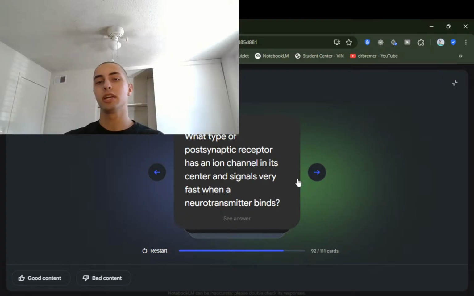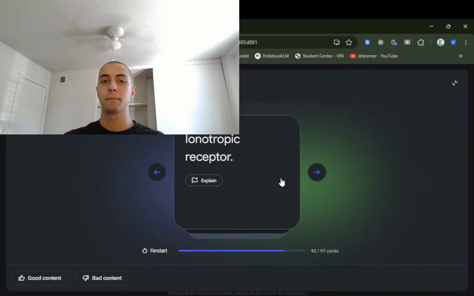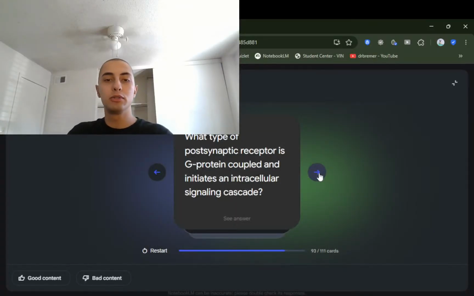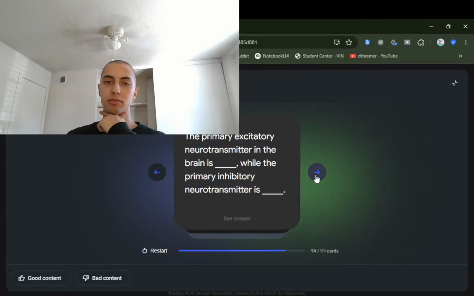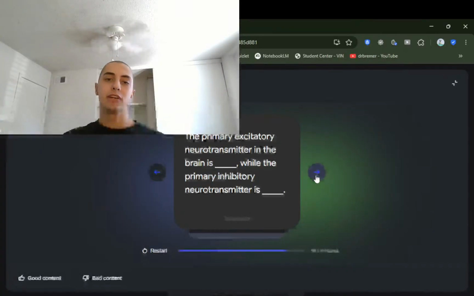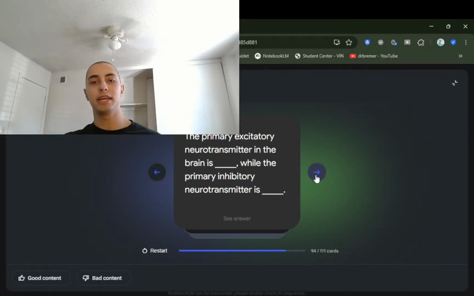What type of postsynaptic receptor has an ion channel in its center and signals very fast when a neurotransmitter binds? The ionotropic receptor. What type of postsynaptic receptor is G protein coupled and initiates an intracellular signaling cascade? The metabotropic receptor.